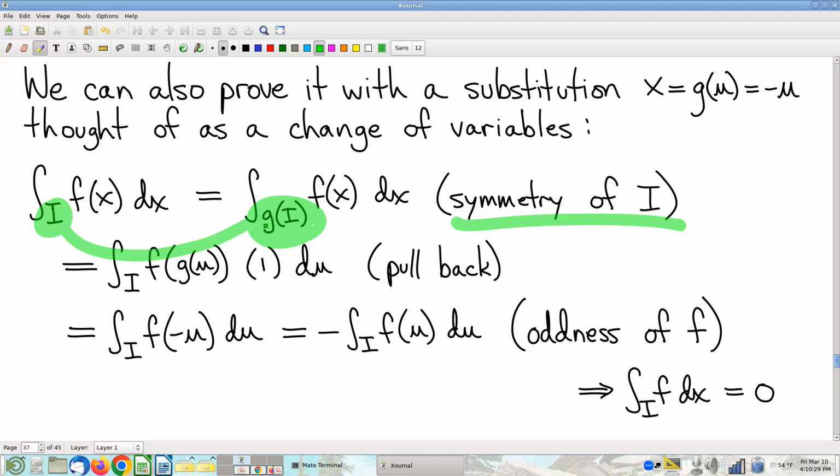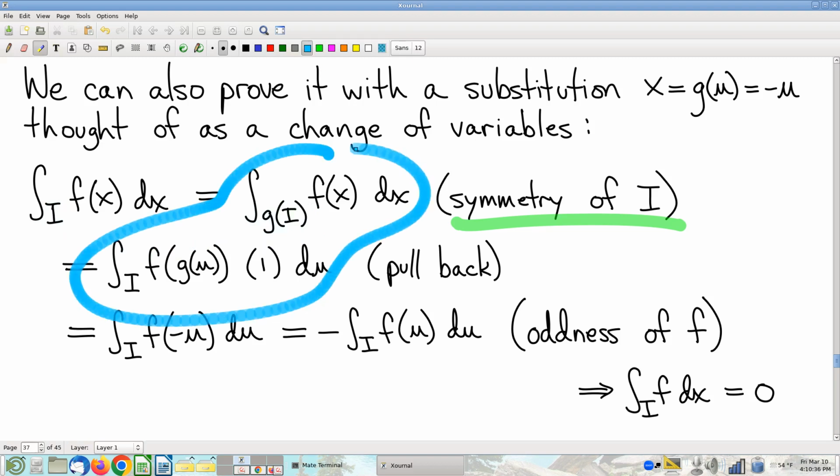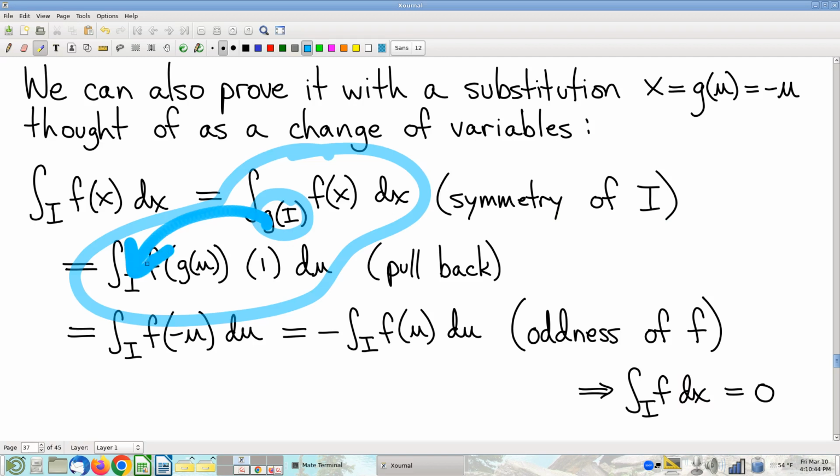Reflect it, nothing happens. It's the same exact thing. I'm going to do a pullback because after all, I'm looking at an integral on an image. And when you have an integral on an image, you can pull back to an integral on the pre-image. That's the whole idea of change of variable pullbacks. Stretching factor, of course, is 1. It's just a reflection. That doesn't stretch or squish anything.